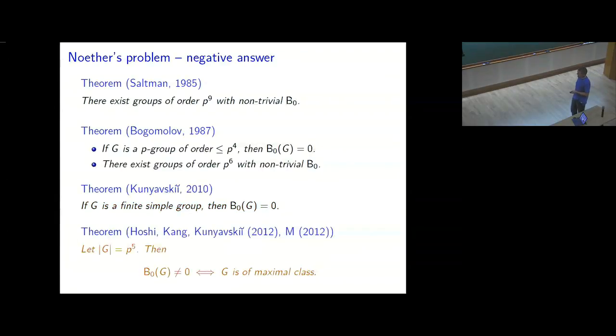On the other hand, this was done independently by Hoshi, Kang and Kunyavskii, and myself in 2012: we actually realized that there are groups of order p to the 5 for which the Bogomolov multiplier is not trivial. And these are precisely groups which have class 4. All groups of order p to the 5 and class 4 have non-trivial Bogomolov multiplier, and there are subgroups of this.